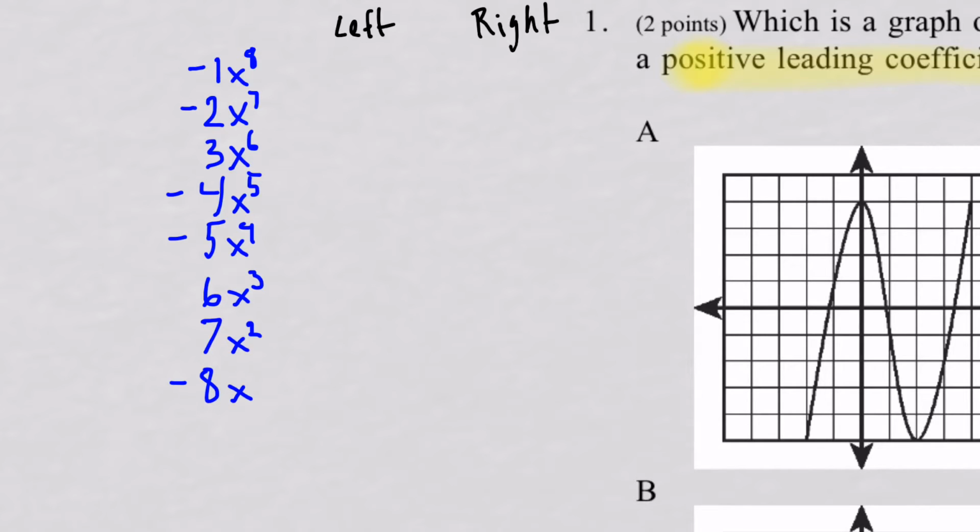When you look at the a coefficient here, look for its sign. If this is positive, then the right side is going up. If this number is negative, then the right side is going down. The leading coefficient only cares about the right side of the graph. It tells you if it's going up or down on the right side. For example, this one is negative. That means on the right side, this graph is going down.